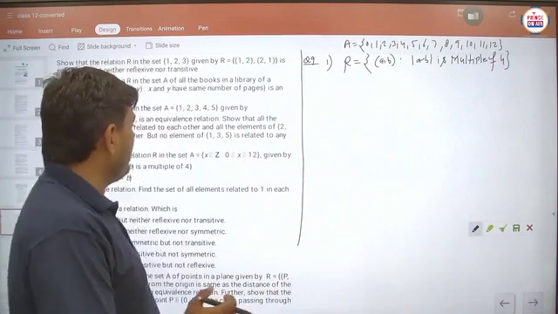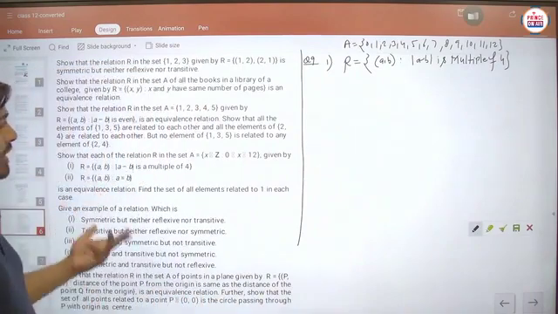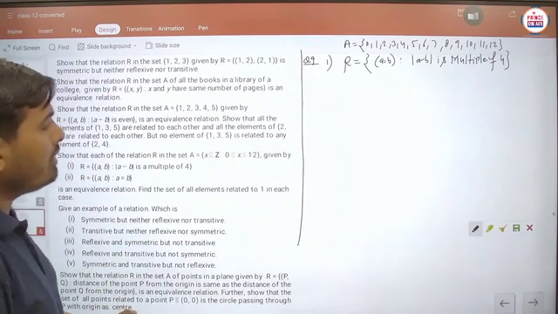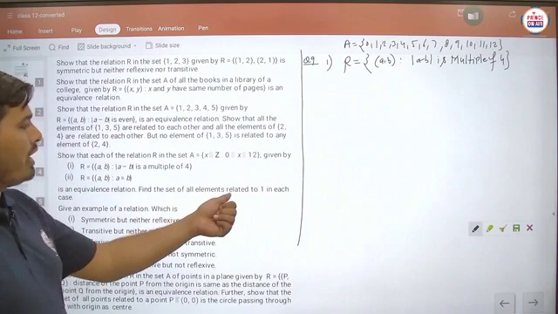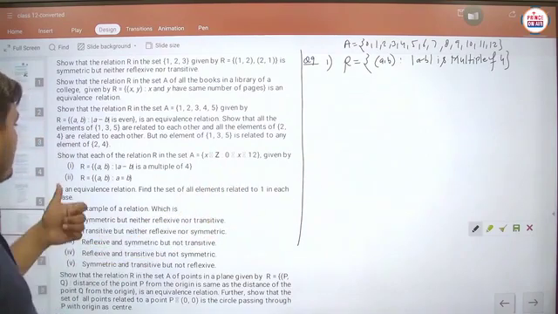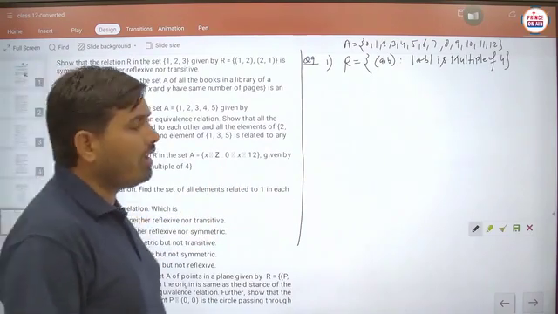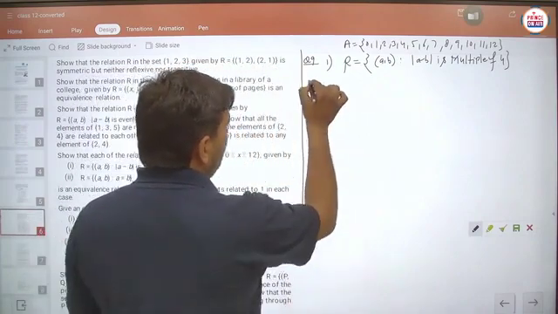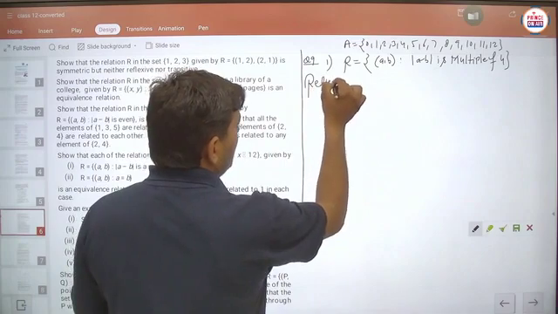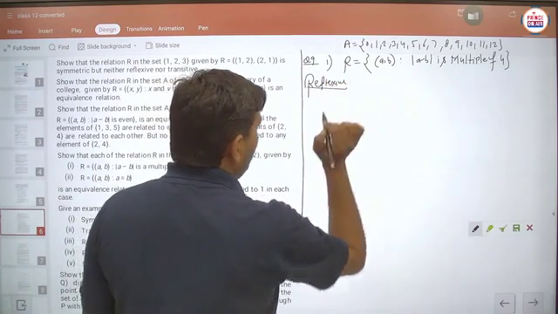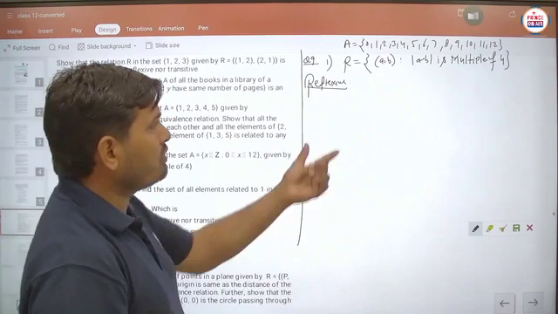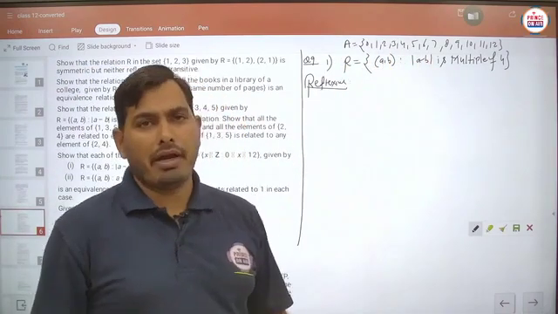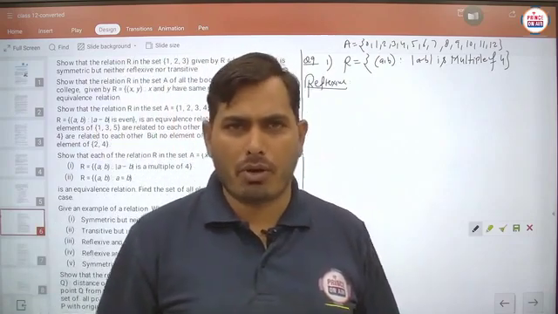Now we have to check whether it is reflexive or not, symmetric or not, and transitive or not. Is it to be clear? And also we have to find the set of all elements related to 1 in each case, meaning in both the relations we have to find the equivalence class of 1. No problem. So first of all we have to check the reflexive nature. In the reflexive nature you can easily check, because if you choose any number from here and put that number here, then the difference will be 0, and 0 is always a multiple of 4. No problem. Is it to be clear?